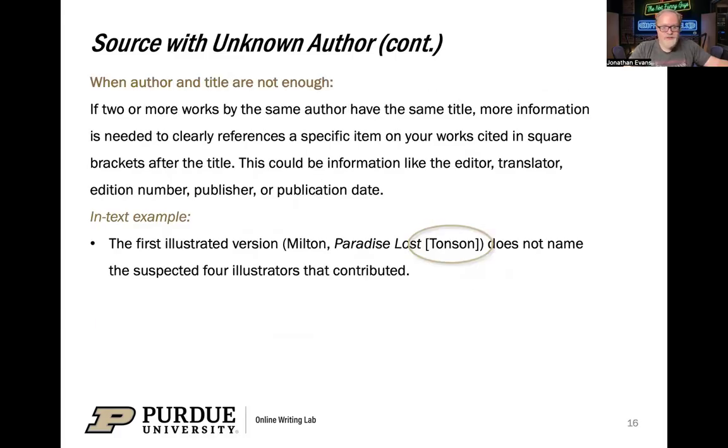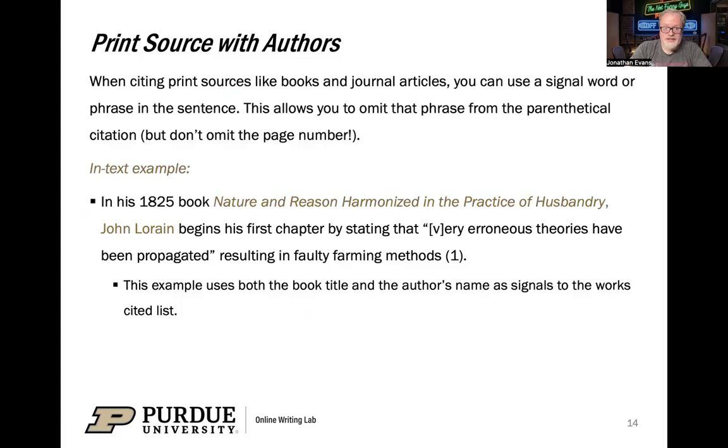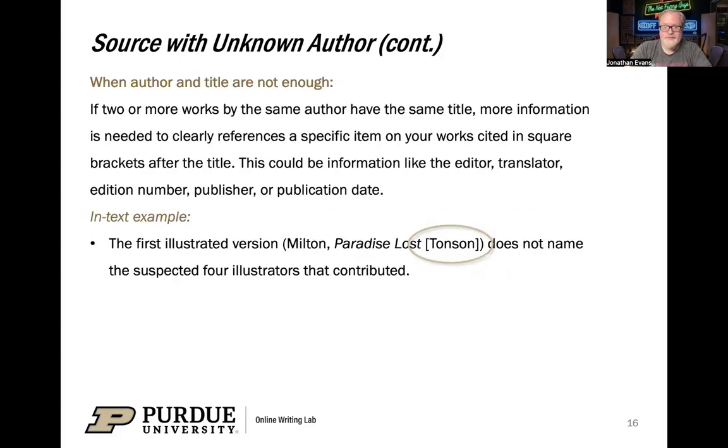Also, another example here is in some situations where we have two or more works by the same author and the same title, more information is sometimes needed to clearly reference a specific item on our works cited. Square brackets: this is an example here where we have included in the brackets, which means we have edited something. We have edited probably what I think is an editor into this to distinguish which version we're using, because we're talking about Milton's Paradise Lost, and we this time have included a very specific editor. I do not imagine we will encounter this situation ourselves. This situation and these situations right here are far more likely.